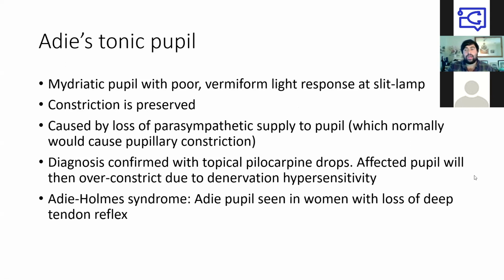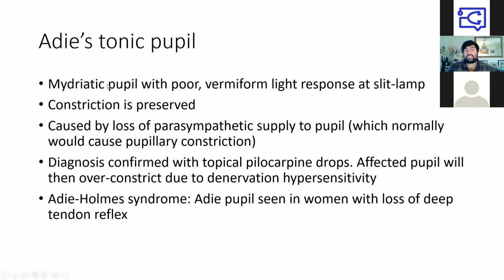But essentially, this is a mydriatic pupil. There's one pupil that's big, you shine light on it, and there's a poor response to light. So it's not really responsive. You then ask them to look at their finger and accommodate, and there's a good response to accommodation. So that's called near-light dissociation. And again, the differential for that is Adie's or Argyll Robertson.